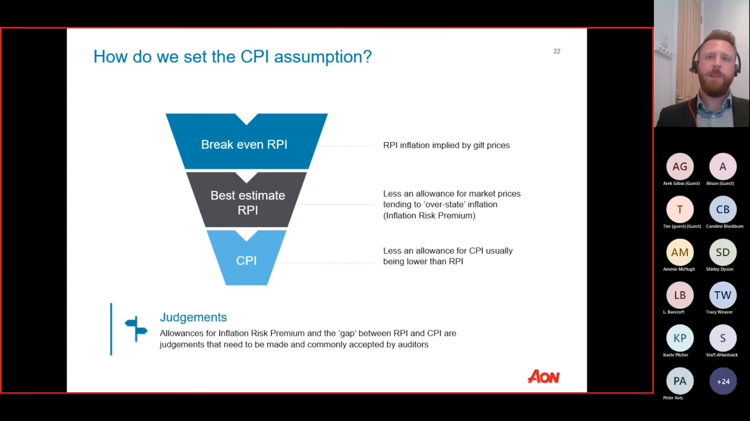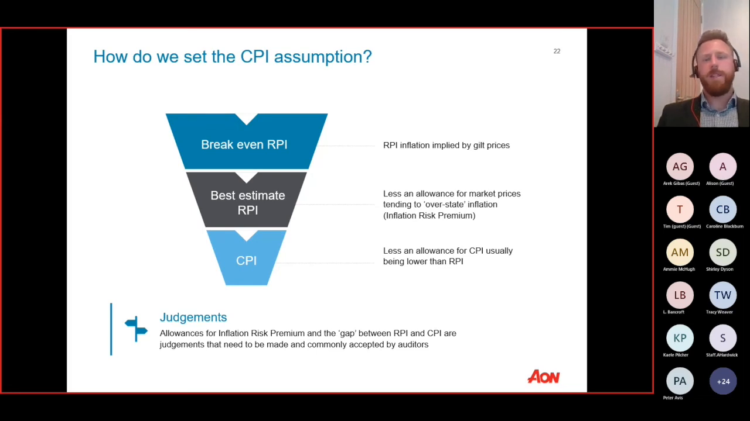It is, however, commonly accepted that the gilts market tends to overestimate inflation, mainly due to supply and demand. So we and many other actuaries will make a deduction to allow for this, which gives us a best estimate RPI inflation measure. We then also need to set an assumption for CPI inflation, not RPI inflation, because that's what benefits in the LGPS are linked to. And CPI inflation is usually a lower inflation measure, mainly due to differences in the way that the 2 inflation statistics are calculated. So we then have another deduction applied to our break-even RPI inflation to get down to our CPI inflation assumption. The key point here is that those 2 deductions I've just mentioned are key actuarial judgments, and those judgments do vary by actuarial firm.